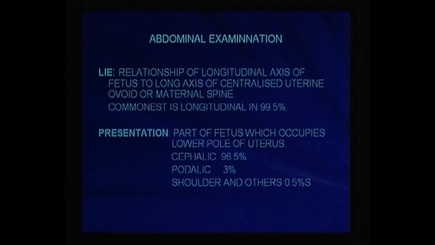Before we discuss the various other maneuvers to palpate the abdomen, some definitions to be made clear. What is lie? Lie is the relationship of the longitudinal axis of the fetus to the longitudinal axis of a centralized uterine ovoid or maternal spine. The commonest lie is longitudinal. It is seen in 99.5% of the patients. Presentation is the part of the fetus which occupies the lower pole of the uterus. It is cephalic in 96.5% of the patients, podalic in 3%, and shoulder and other presentations in 0.5% of the cases.